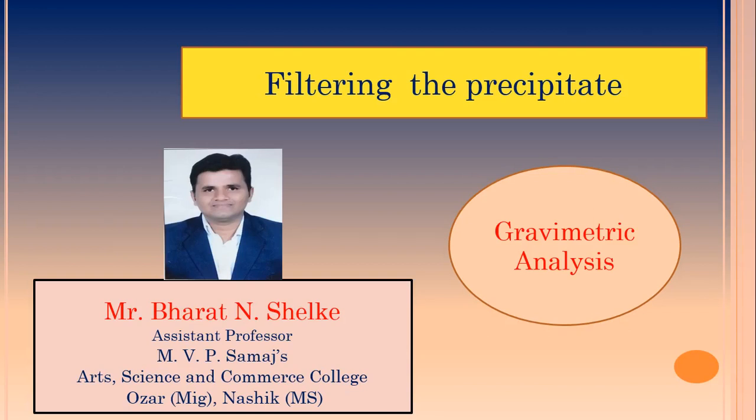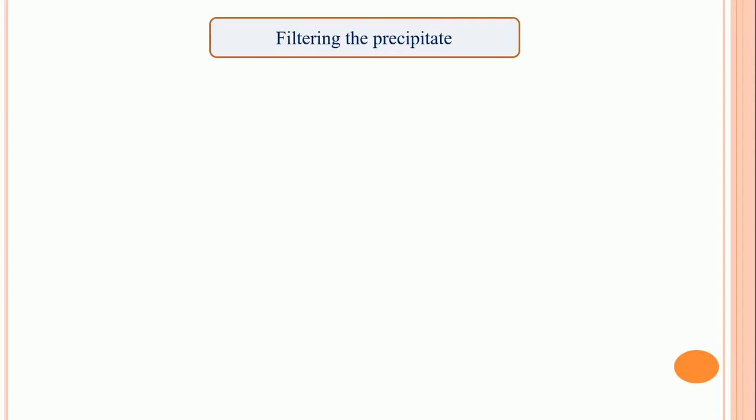For the filtration purpose, which types of special equipment, or we can say special materials, are used, and which techniques are used, all these are discussed in this video. Now see filtering the precipitate in gravimetric analysis. The most important definition in filtering the precipitate is filtration.